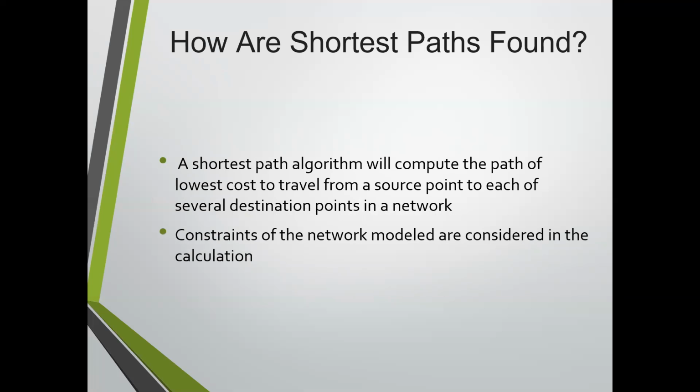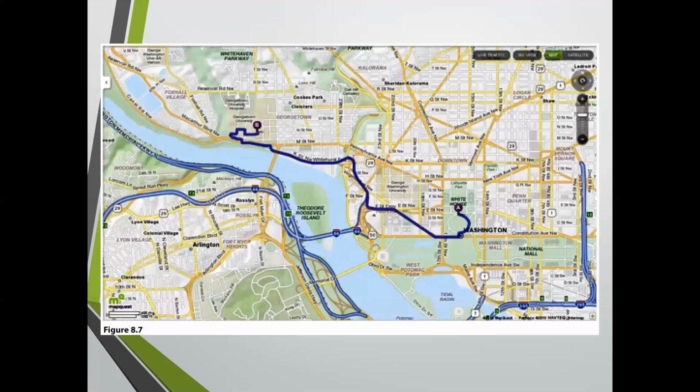Okay. Constraints on the network are modeled, and they're considered in the calculation. Those are the things like I was just talking about, like traffic lights. Those are constraints. Velocity, those are constraints. Those are the kinds of information in the network. Transit cost, directionality. Are you dealing with two-way streets hitting one-way streets, those kinds of things.